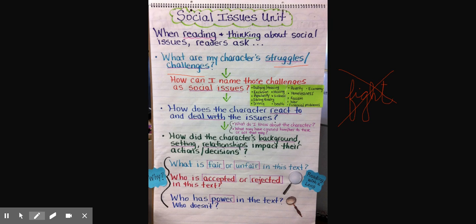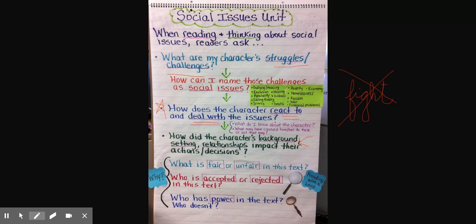Then you're going to ask yourself, how does the character react and deal with the issues? In order to do that, there are two great questions to ask yourself. What do I know about the character? And what may have caused him or her to talk or act that way? So how do they deal with it, how do they react? That's going to be a very big focus of ours in this unit. The next question you're going to ask yourself is, how did the character's background, the setting, the relationships impact their actions, their decisions?